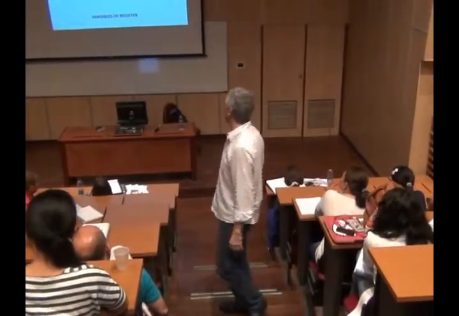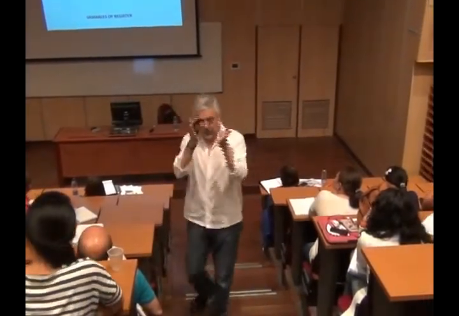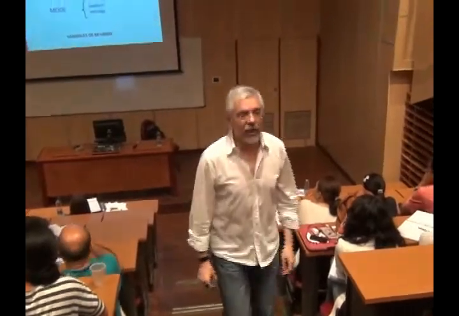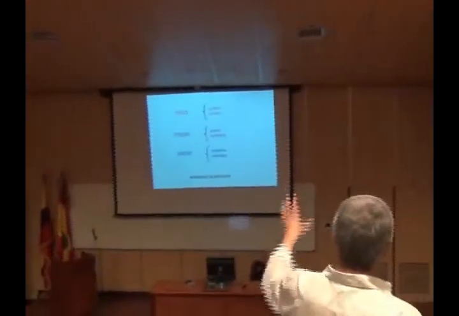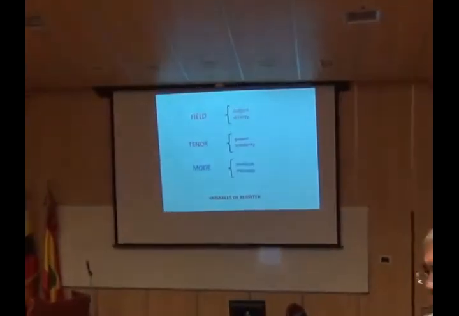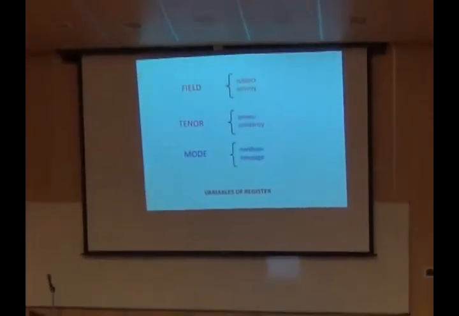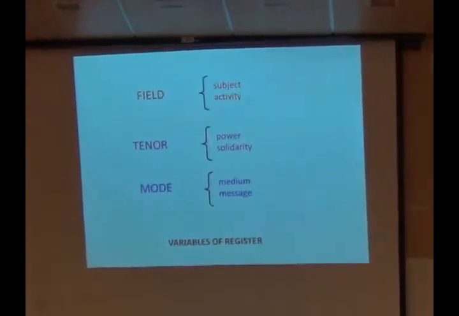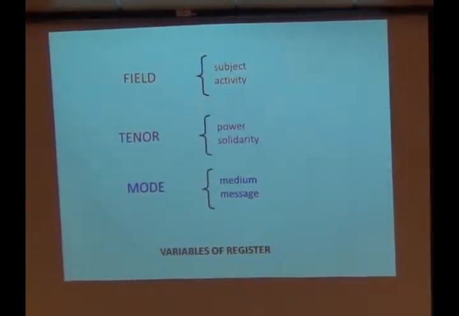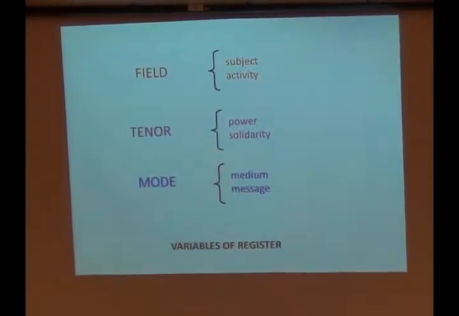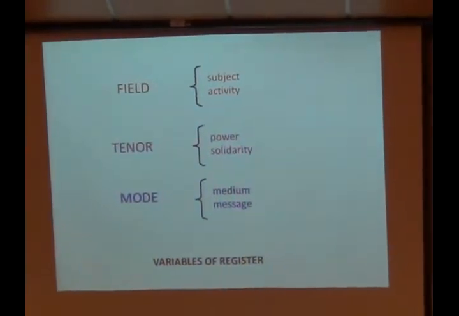So this is just to systematize the variables of register: field, tenor, mode. Field is about the subject of the text, about the activity that is going on in the text. Tenor is about power and solidarity, how relationships are expressed via language. And mode is about the medium, about the message, how the message is constructed. Okay?